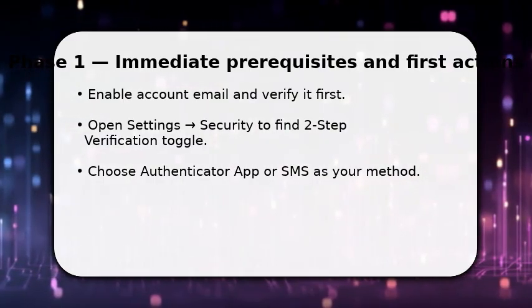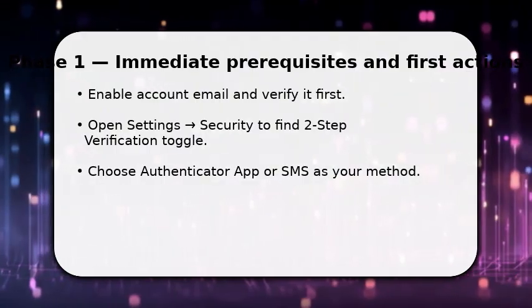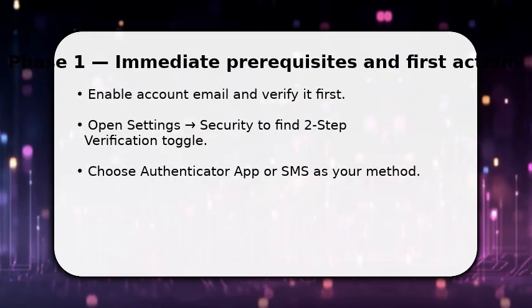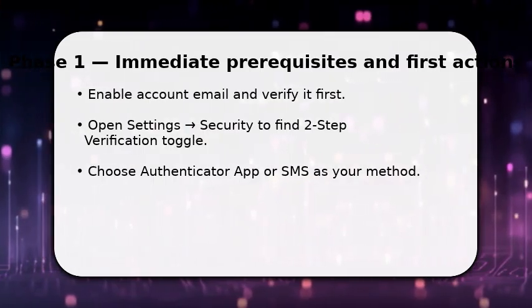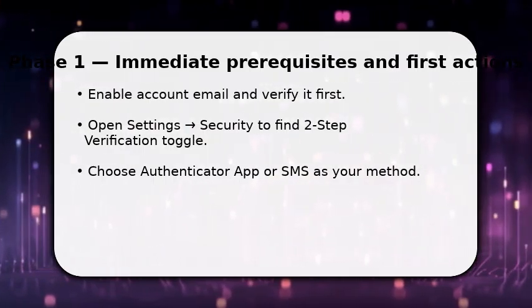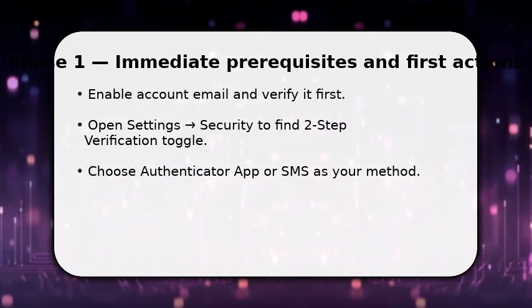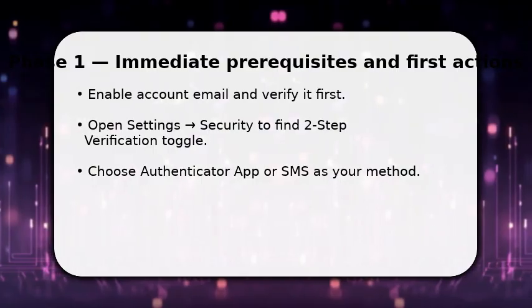If you pick an app, install Google Authenticator or Authy now. If you choose SMS, make sure your mobile number is current and able to receive texts. Start the selected flow. The system will either display a QR code or send a numeric code to your phone. Follow the prompts to progress to Step 2.